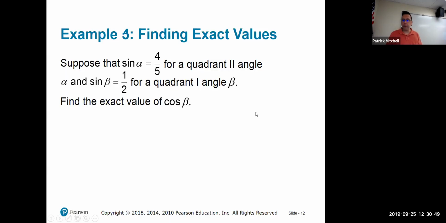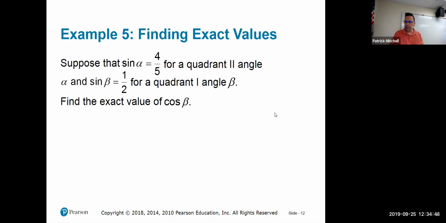Okay, the next example is very similar. Given the exact same information that we had in example 4, we want to find the exact value of cosine beta. So if you're watching this at home, I'm going to ask you to pause the video and try to do that the same way we did example 4. And then we'll come back and compare notes.